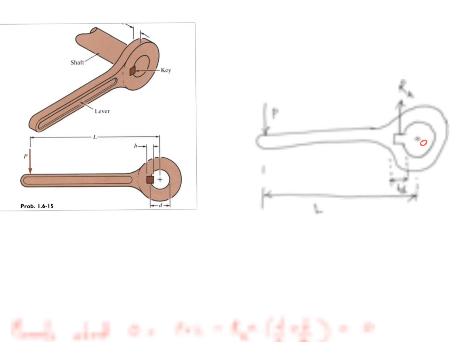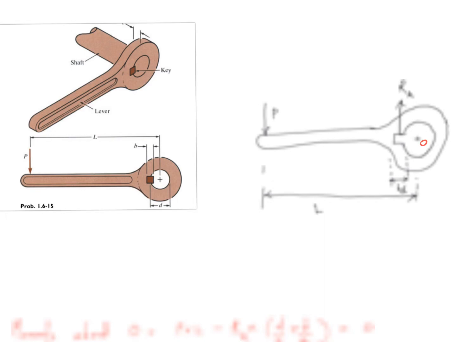So the very first step in solving this problem will be to draw the free body diagram of a very prominent component, which is the lever. Here I have shown the free body diagram of the lever. There are two forces acting on it. One is the end force, which is acting at a distance capital L from the point O, the center point of the flange.